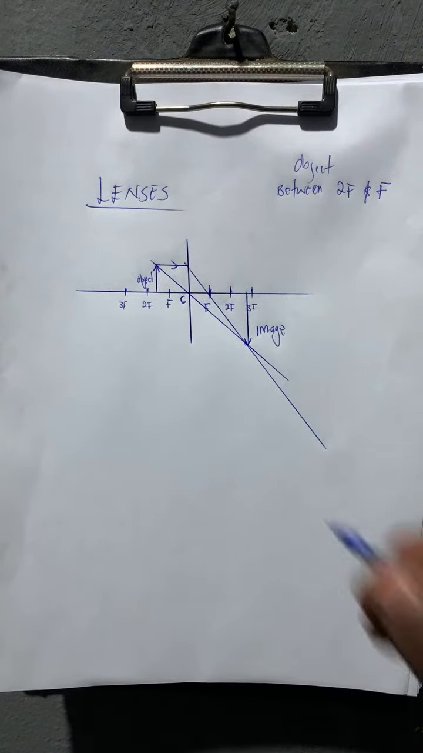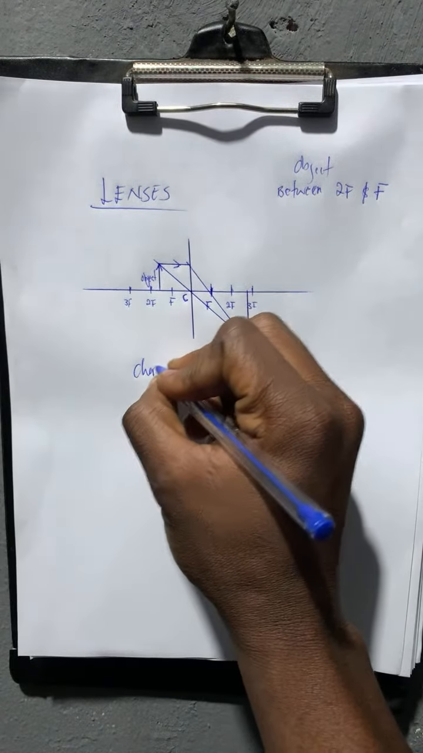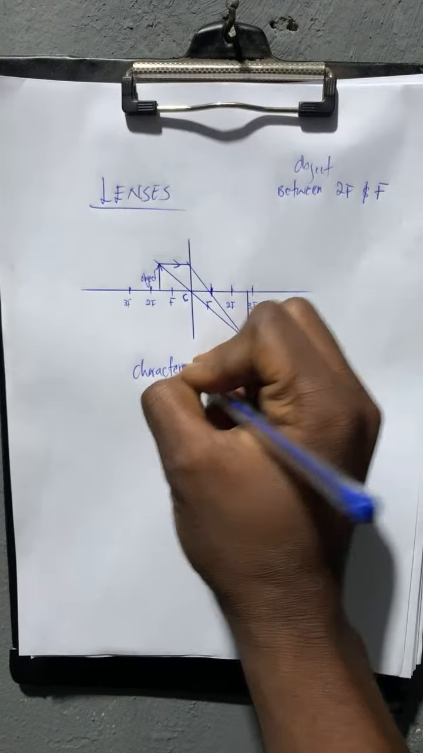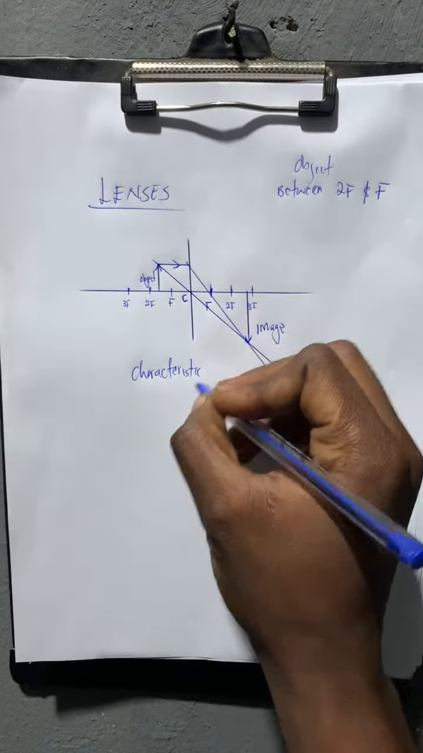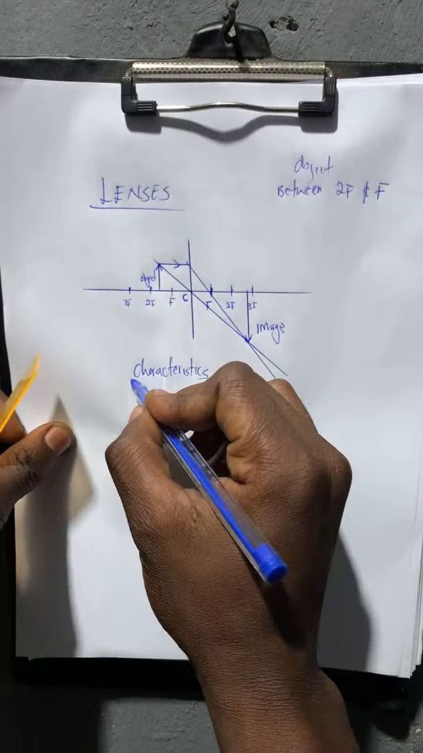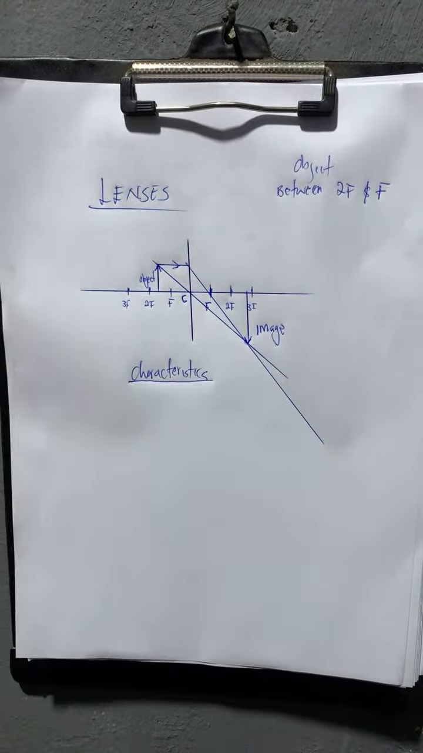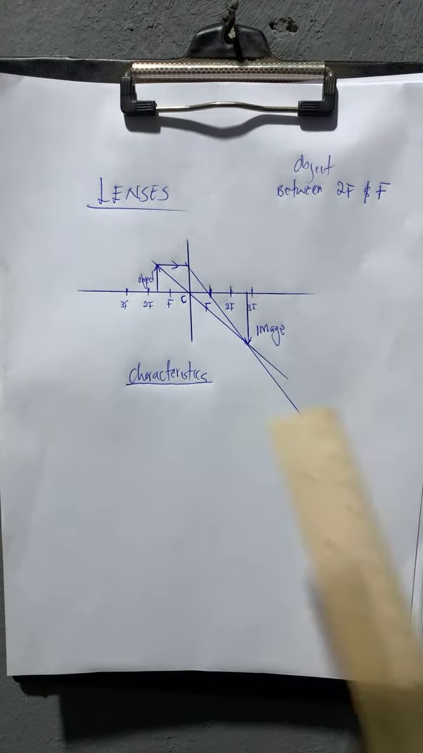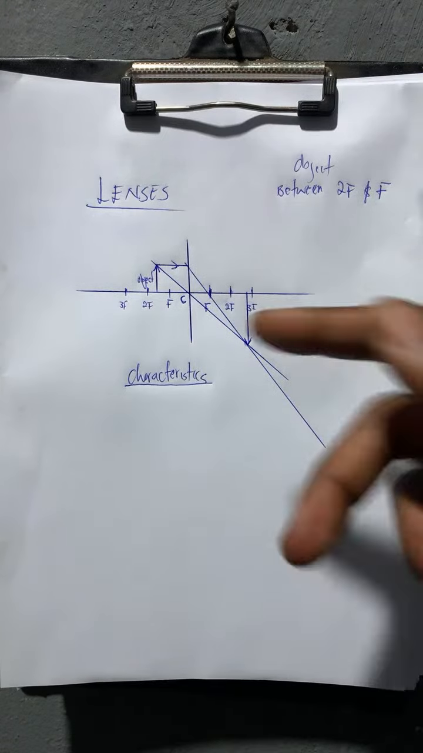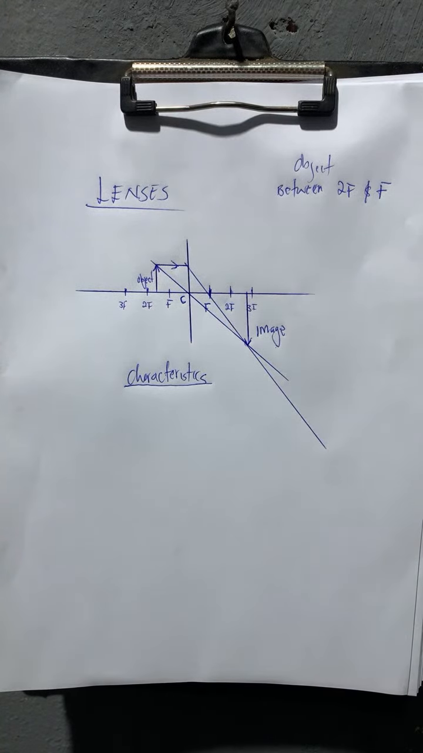So what do you think are the characteristics of this image? You can start giving me the answers because we're about to answer examination questions. What do you think are the characteristics of this image? What can you see? What is the first rule?